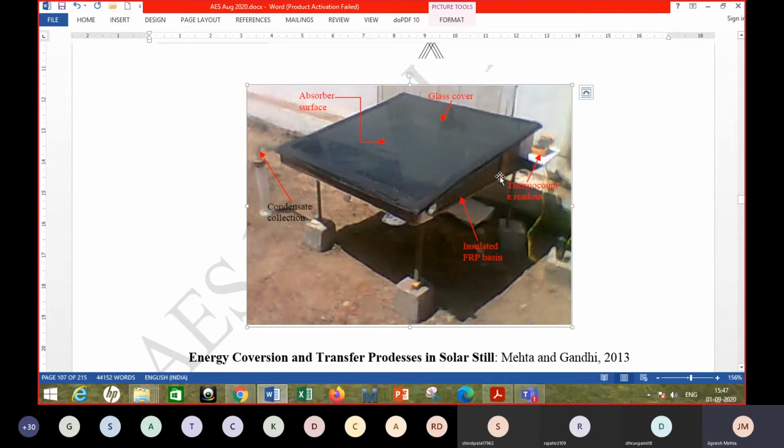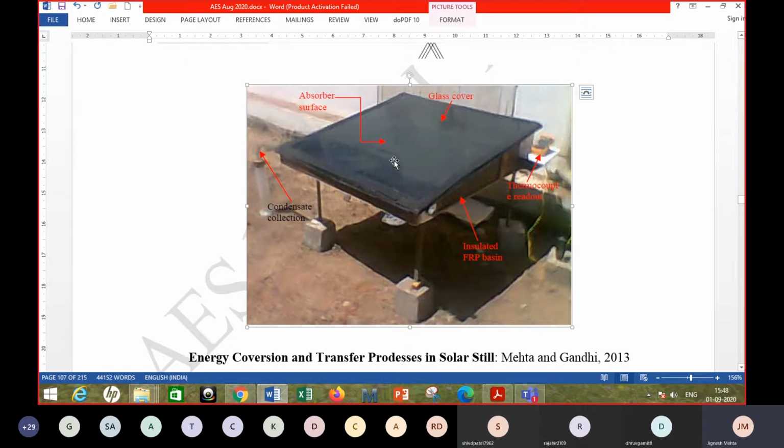Some modifications were made, that is some extra insulation and a wooden box was provided. But basically, the basin here, this insulated FRP basin, has inside a fiber reinforced plastic box which works as the basin, where you fill up the saline water. Then it is sloping, and the glass cover is put over that. The surface of the basin is made black in color, which absorbs the solar radiation. And then whatever phenomena I explained in the previous diagram.